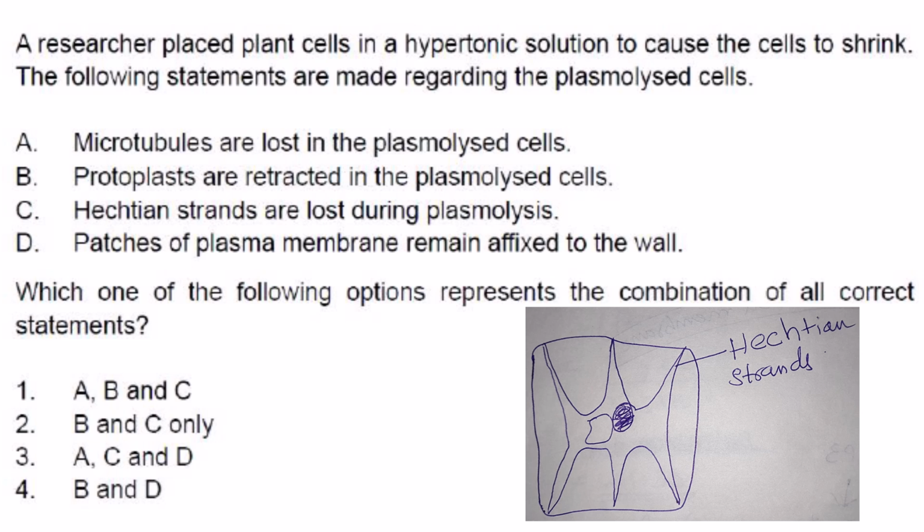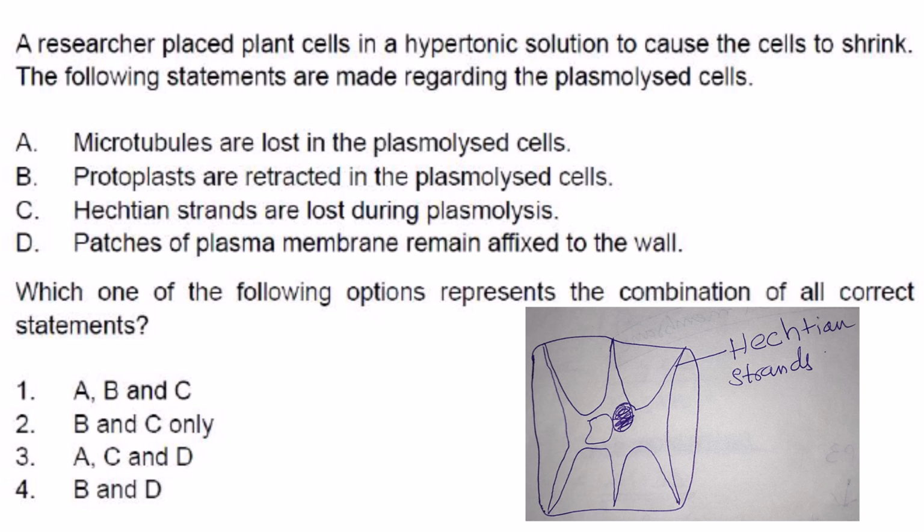Then next one, a researcher placed plant cells in hypertonic solution, so they get plasmolysed and the cells shrink. Yes, the protoplast detaches from the cell wall. The following statements are made regarding the plasmolysed cells. Which are the correct statements? Microtubules are lost in the plasmolysed cells. Microtubules are never lost in plasmolysed cells. They can undergo some reorganization, but are not lost.